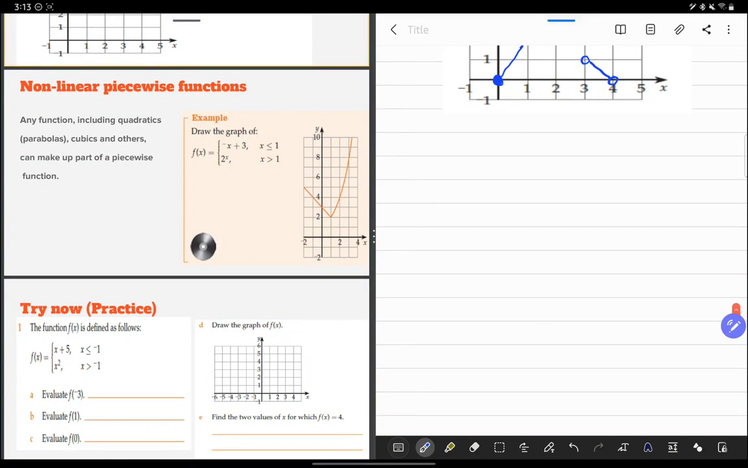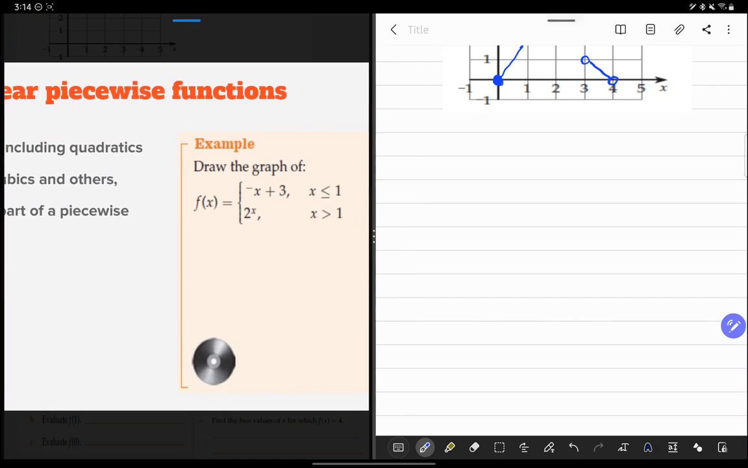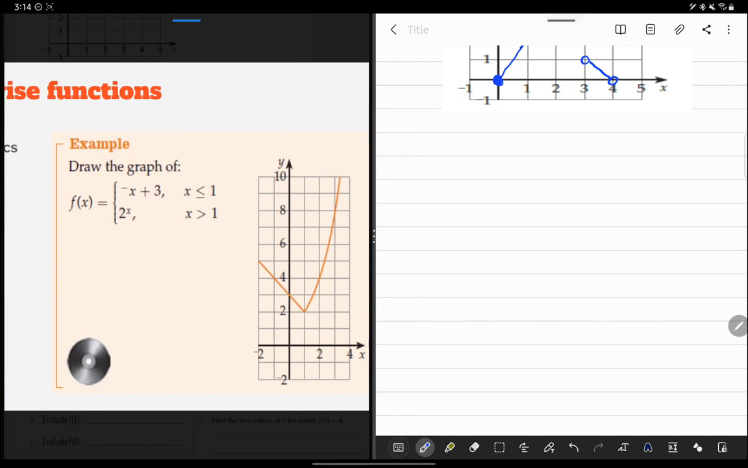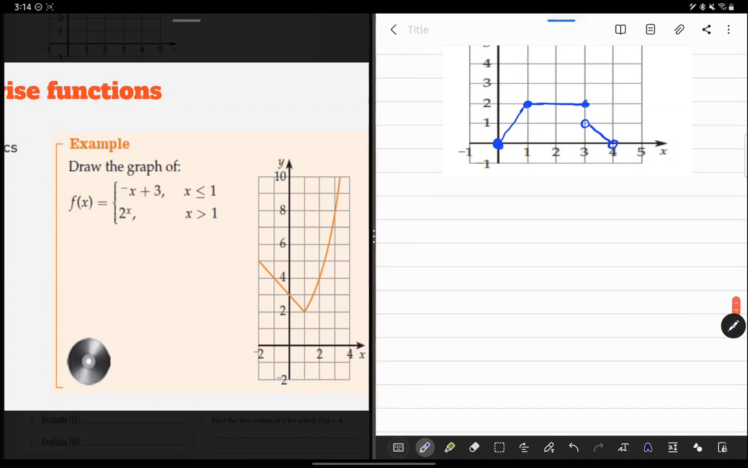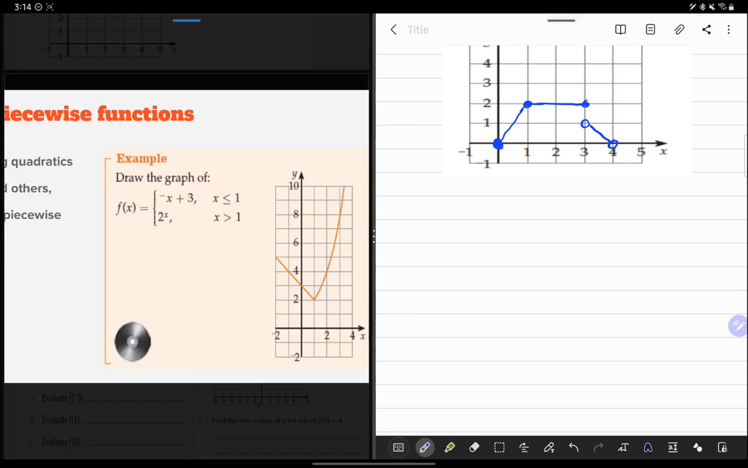Now, nonlinear piecewise functions, cool. Any function, including quadratics, parabolas, cubics, and others, can make up a part of a piecewise function. So it doesn't have to be linear. We could mix and match all sorts of equations here, but it all follows the same kind of rule, the same kind of method. We do it the same way. There you have it, right?